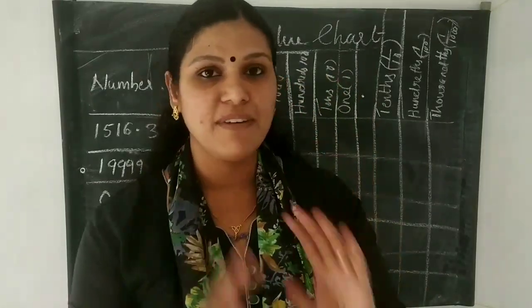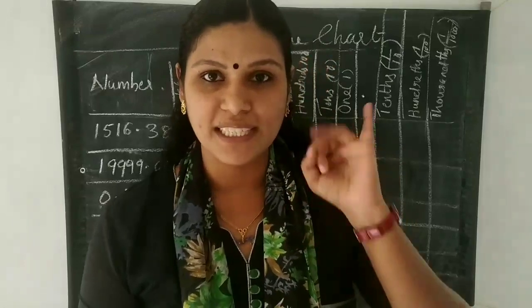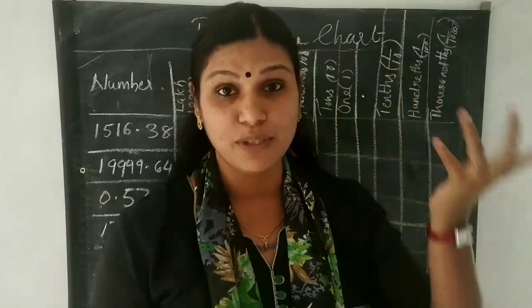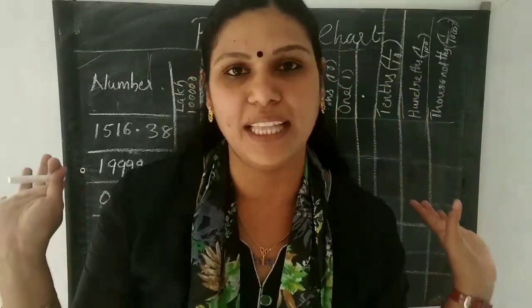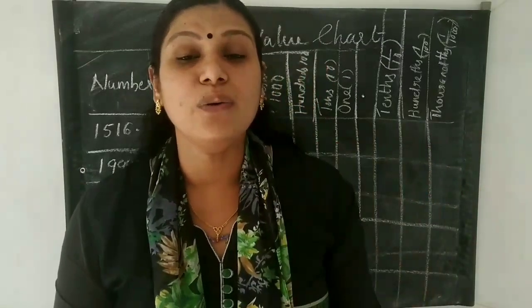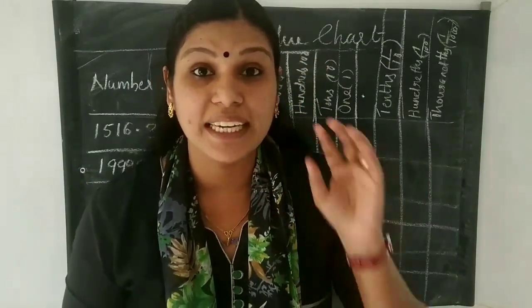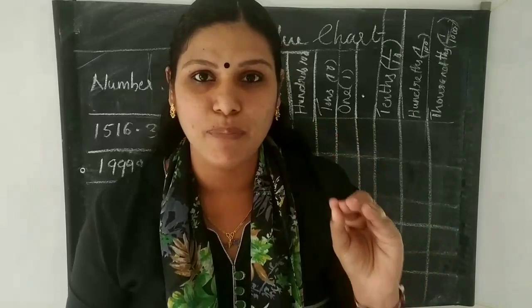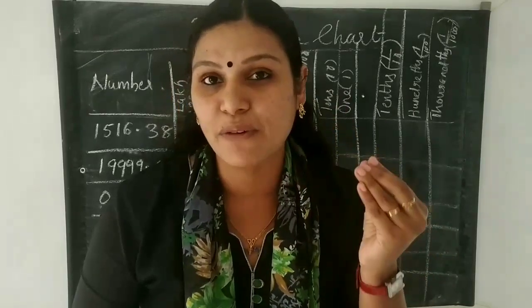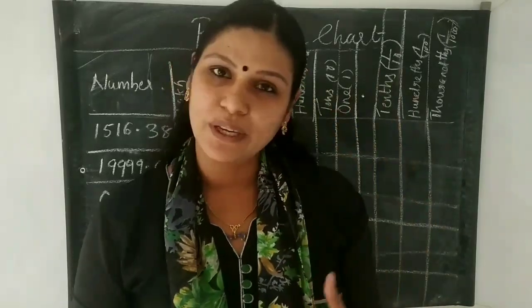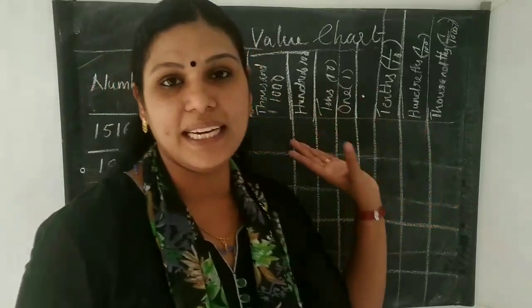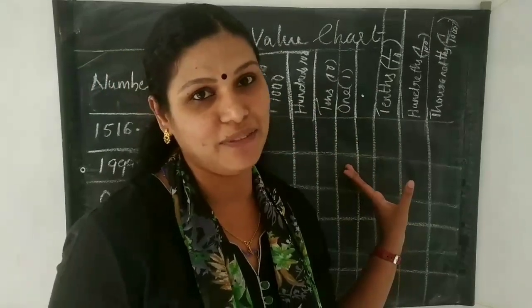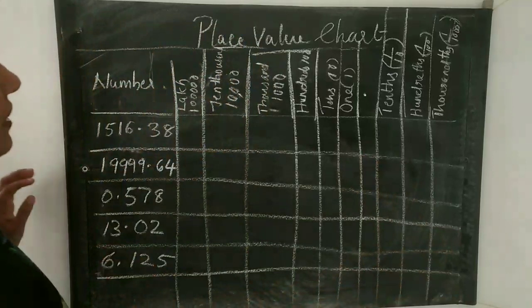You know about the place value chart of a whole number: ones, tens, hundreds, thousands, 10,000, lakhs, crore. You know about that. Okay. Now, in this class, we study the decimal place value chart. Here I draw the place value chart of decimals.